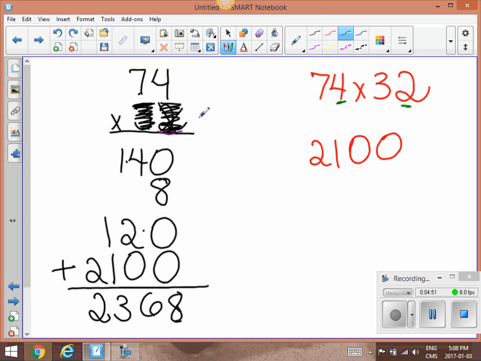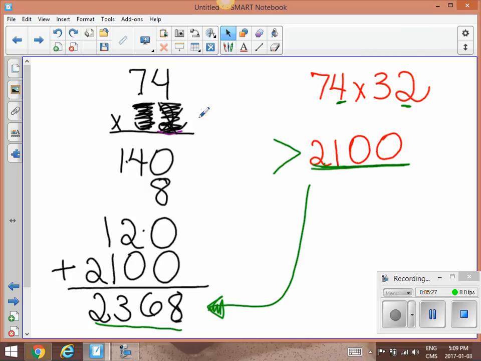I want to have as little work as possible as I am doing my estimation. So this is front end estimation. According to this, our answer should be bigger or greater than 2,100. If we look over here, we know that 2,368 is larger, or is greater, than 2,100. So we know that we are pretty close. This is a reasonable example.